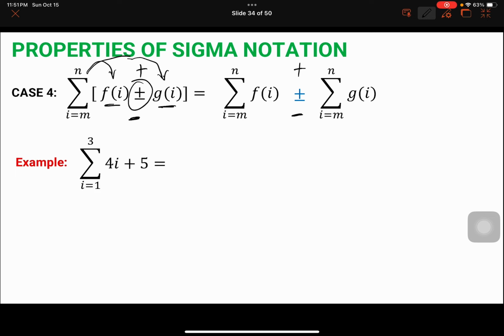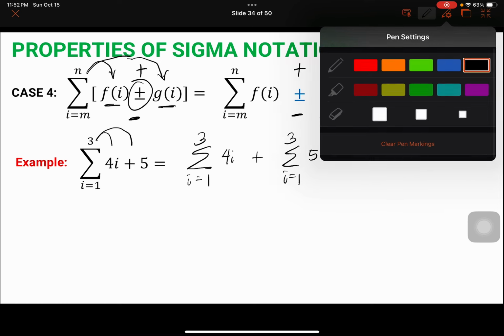So, let's have an example. We have the summation of 4i plus 5 from i is equal to 1 up to 3. First thing to do, distribute natin yung sigma notation sa kanya. Magiging summation ni 4i from i is equal to 1 up to 3 plus summation of 5 from i is equal to 1 up to 3.